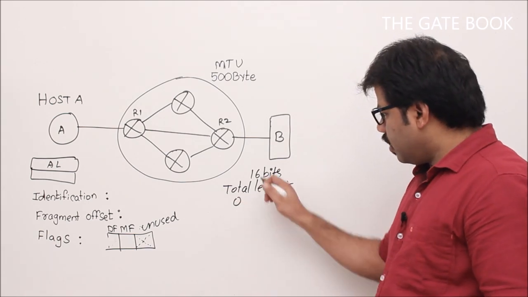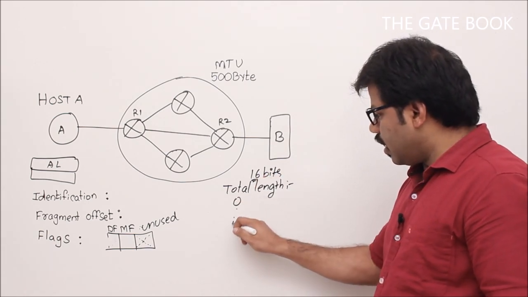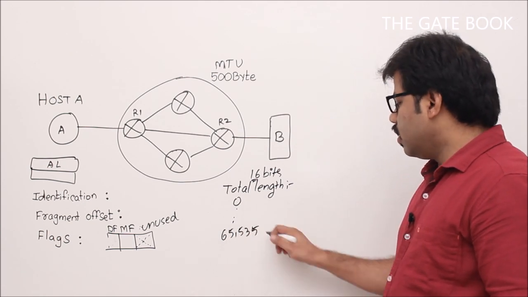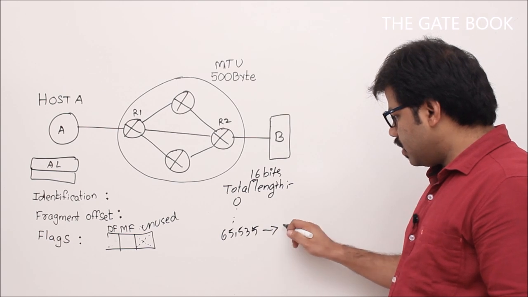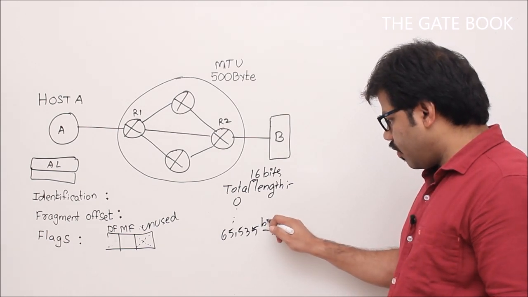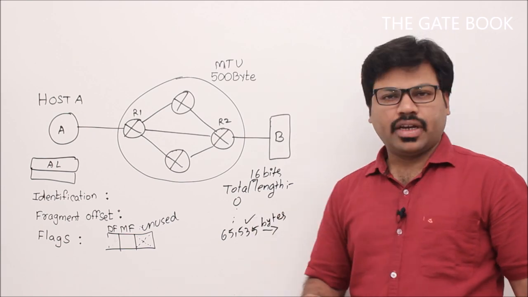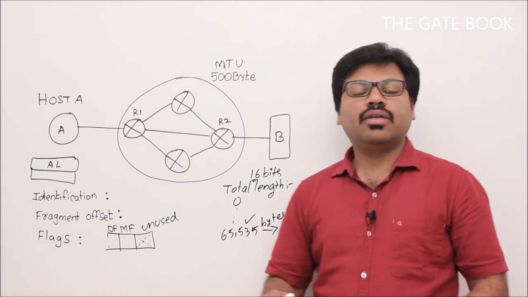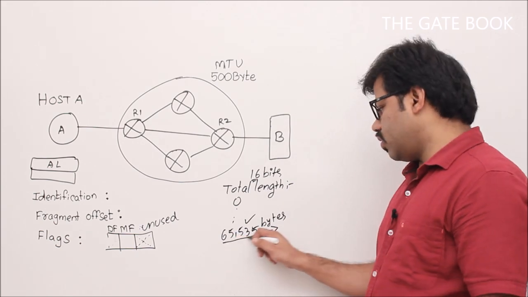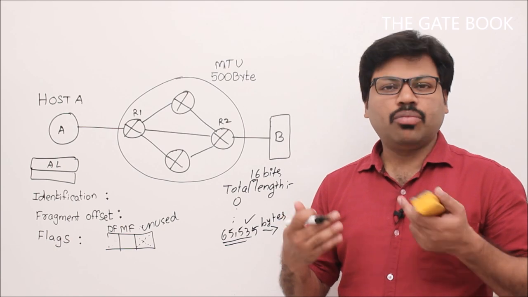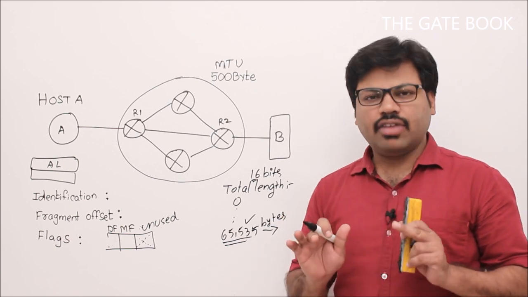So total length has 16 bits, right? So using that, 0 to 65,535 patterns can be generated. So the maximum number is 65,535. So we can measure up to 65,535 bytes. That means the datagram's maximum size can be 65,535, not more than that. But typically, we don't require more than that. That is what the designers finally felt.